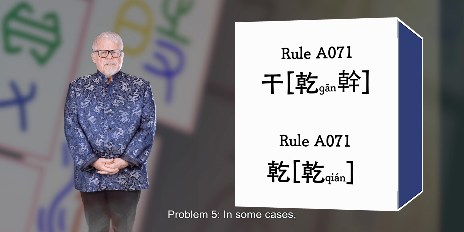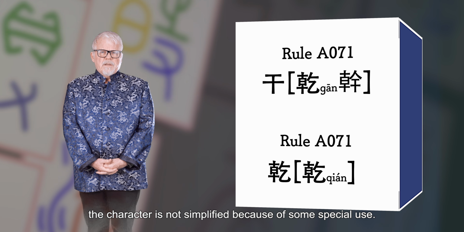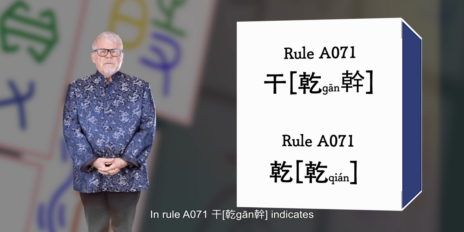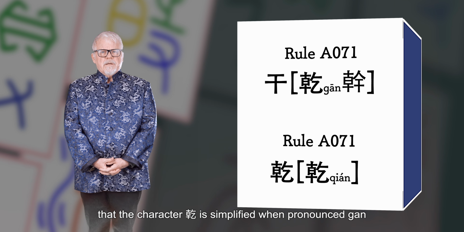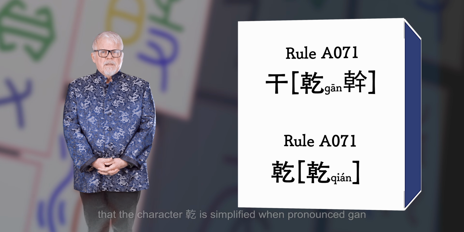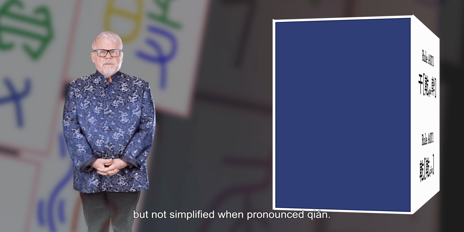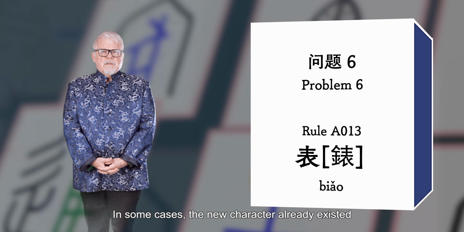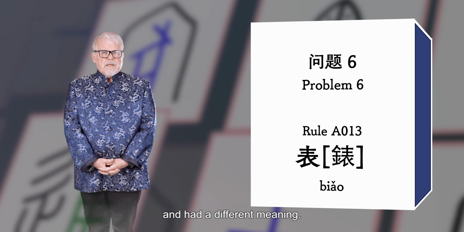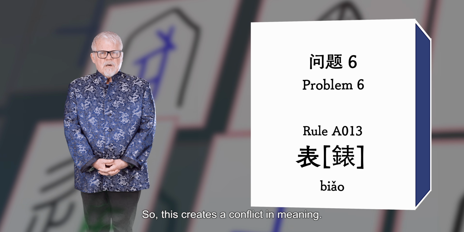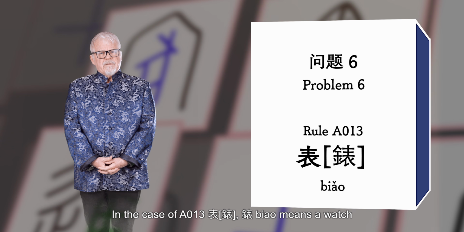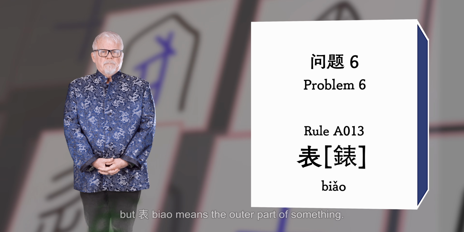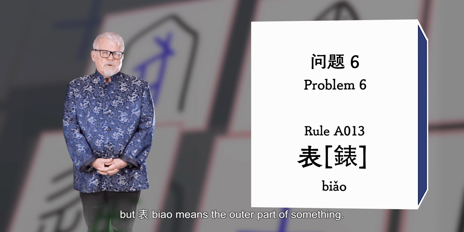Problem 5. In some cases, the character is not simplified because of some special use. In rule A071, Gan indicates that the character is simplified when pronounced Gan, but not when pronounced as Qian. Problem 6. Rule-based conflicts in some cases. The new character already existed and had a different meaning, so this creates a conflict in meaning. In the case of A013, Biao means a watch, but Biao means the outer part of something.